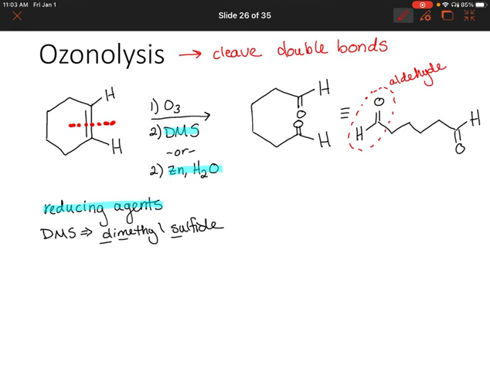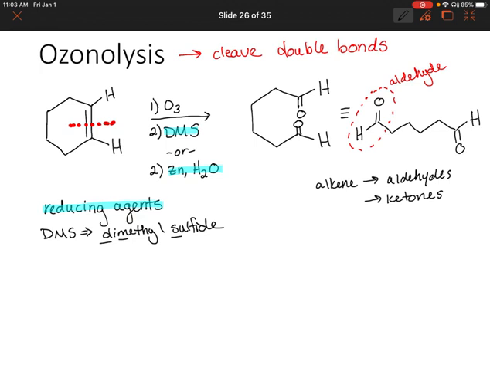Now, depending on what type of double bond you have and what's bonded to the double bond, you can turn an alkene into aldehydes or into ketones. So instead of a hydrogen bonded to that carbon, you would have another carbon group bonded to that carbonyl carbon. And that would be a ketone.